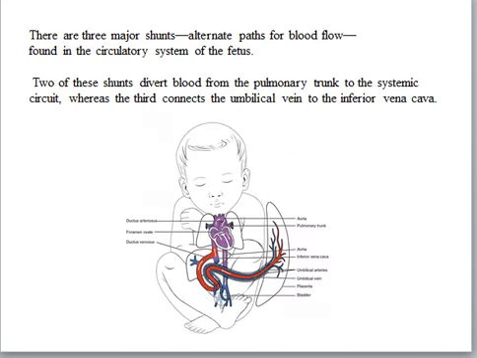And you know what? There are three major shunts, or alternate pathways for blood flow, found in the circulatory system of the fetus. Two of these shunts divert blood from the pulmonary trunk to the systemic circuit, whereas the third connects the umbilical vein to the inferior vena cava.